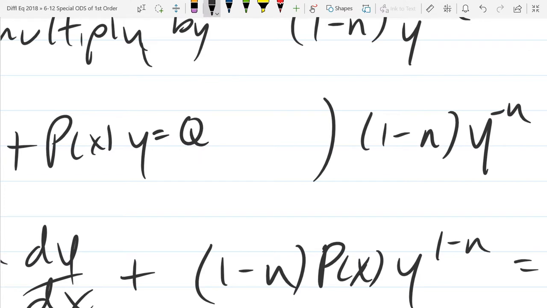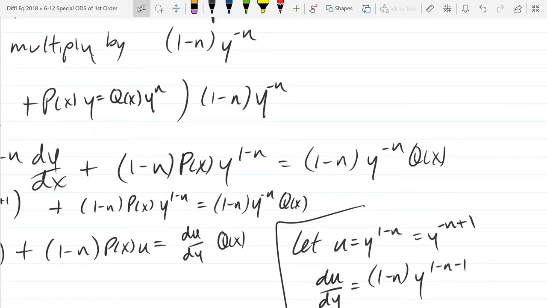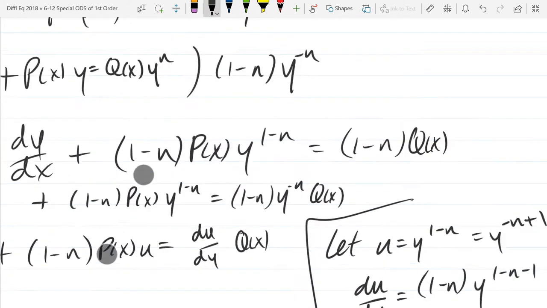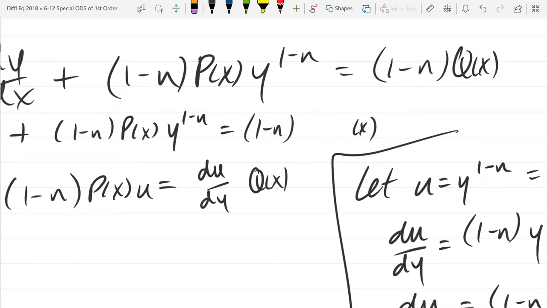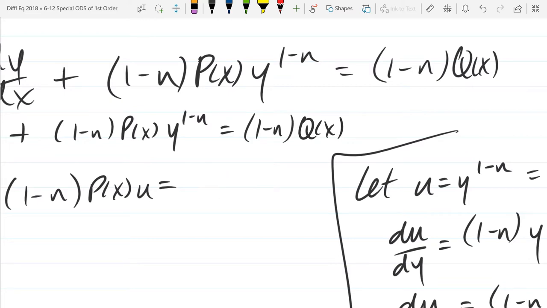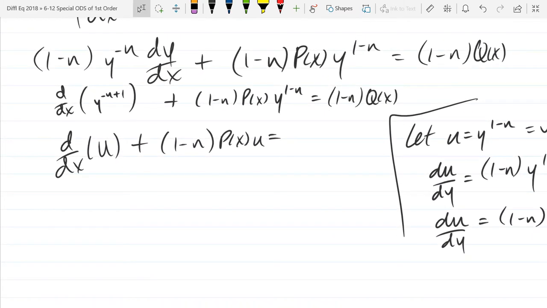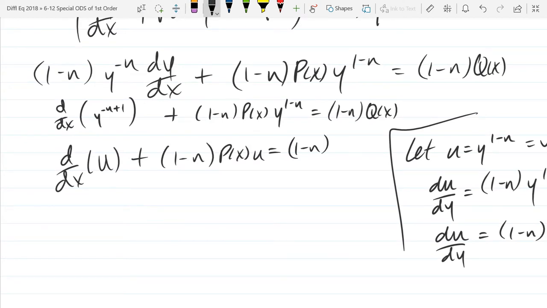So this actually should make things quite a bit easier. Okay, q of x, y to the n. So now, we have no more y term on the right, because the y to the n, y to the negative n are going to cancel out to 1. So we just get 1 minus n q of x. Alright, so we have no more y's anywhere. No more y's, no more dy's.